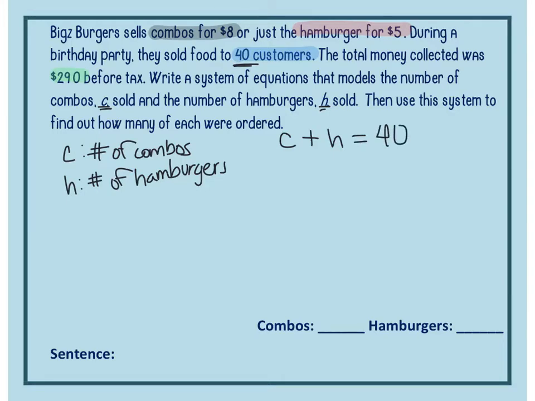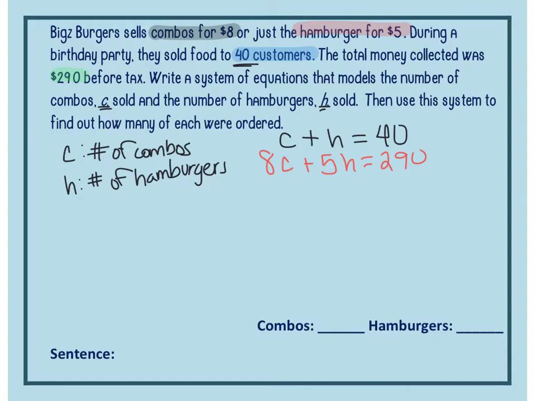Okay. Now it comes to money. How much is each combo costing? Well, every combo that they sell is going to cost $8. So we're going to do 8 times the number of combos plus $5 times the number of hamburgers is going to equal the total money they collected. So in this case, it's going to be $8 for every combo plus $5 for every hamburger, and it's going to equal the total money they collected.